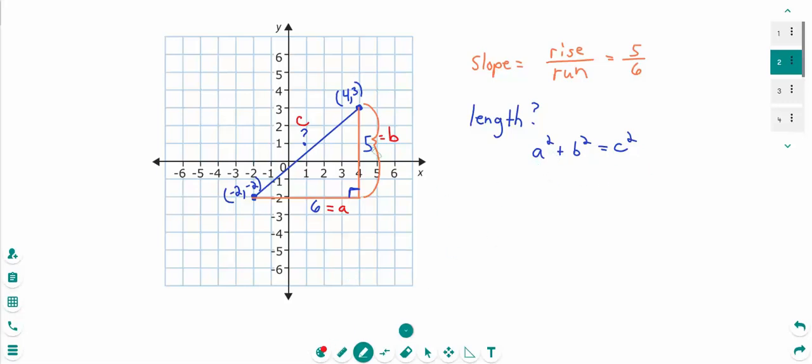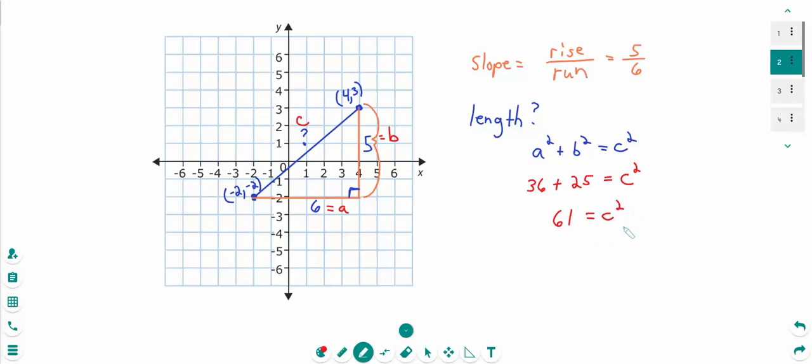All right, so let's plug that in. What is a squared? Well, a is a 6. So 6 squared is 36. Our b is a 5. What's 5 squared? 5 squared is 25. Equals c squared. That's the unknown. That's what we're trying to find, the length of that side. And now we have an equation in one unknown that we can solve. So 36 plus 25 is 61 equals c squared.